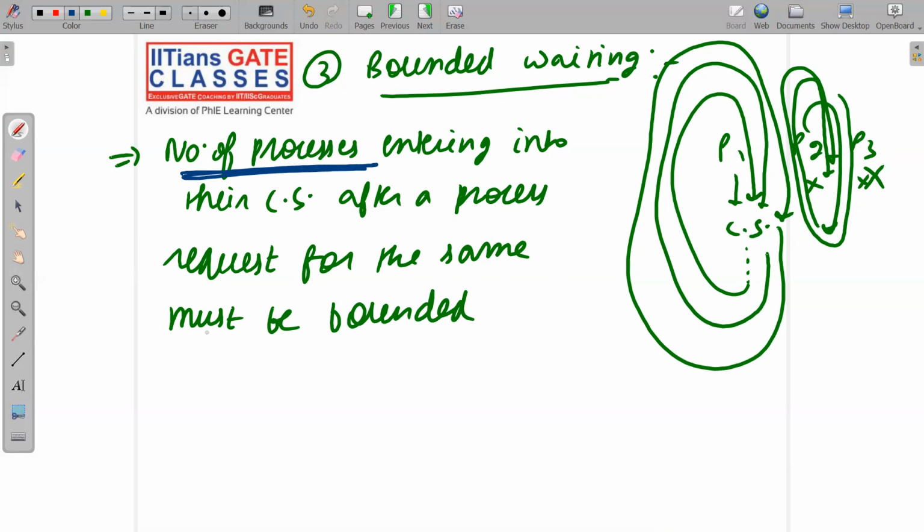Or rather I can say the number of times the processes enter into the critical section after a process requests for the same must be bounded. Okay, one and the same thing, no problem. Now, with the number of processes, do not consider that P1 and P2 are the only two processes. No, they are going and coming, going and coming. So the number of processes will keep on increasing. Are you getting it now? If you have any confusion, then you can write the number of times processes enter into the critical section. Okay. So I hope I have made the point clear to everybody.